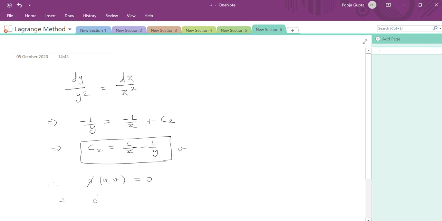So the general integral, that is the solution of the PDE, will be phi of u, v is equal to 0. What was the first solution? u was 1 by y minus 1 by x, and v is 1 by z minus 1 by y, so phi of (1 by y minus 1 by x, 1 by z minus 1 by y) is equal to 0. This will be the general integral of the given partial differential equation.